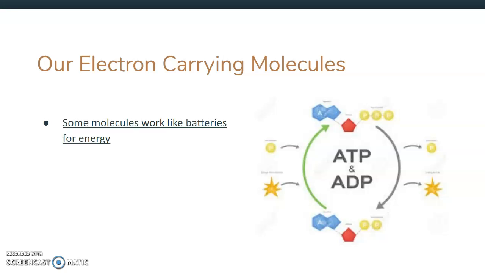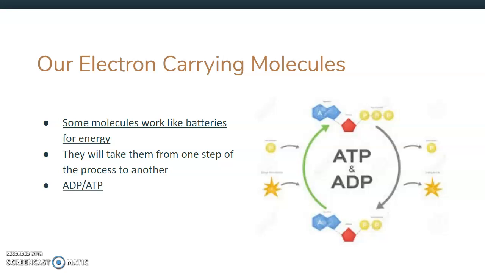We have different electron carrying molecules. Some molecules work like batteries for energy. These molecules will take the electrons and the energy from one step of the process to another and help move them, because it's difficult to move one single electron or one little bit of energy. But if we can create a new bond that's easily breakable, we can take this molecule over to the other side and then it can be used there.